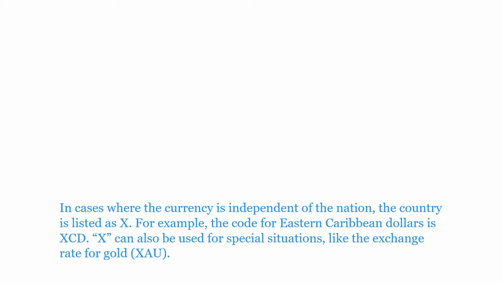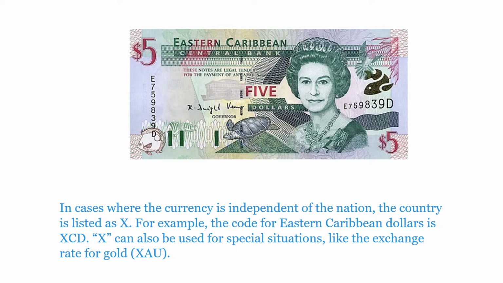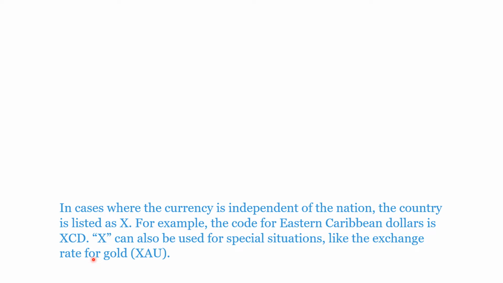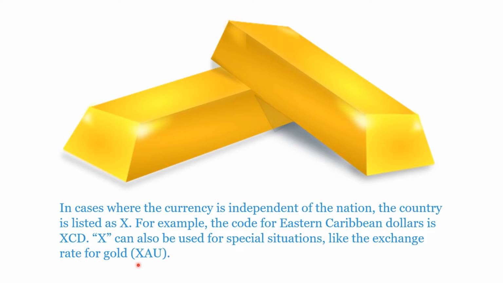In cases where the currency is independent of the nation, the country is listed as X. For example, the code for the Eastern Caribbean dollars is XCD. It needs to have two letters for the country, so it has X and C. X to represent it is independent of the country, and C for Caribbean. The D is for dollars because it is the name of the currency. X can also be used for special situations, like the exchange rate for gold, which is XAU.